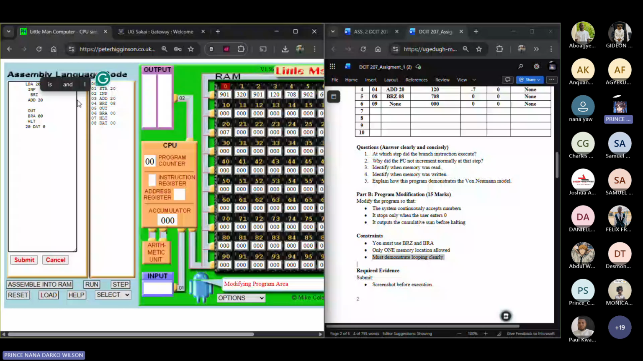So if it's 0, branch, but if it's not 0, add it to 20. So add the input to 20. After adding the input to 20, now let's store that inside 20. So we store the result in 20 so that the new data held in 20 will be updated. You understand? And when the program loops again, that updated value will now be the one that will be loaded.